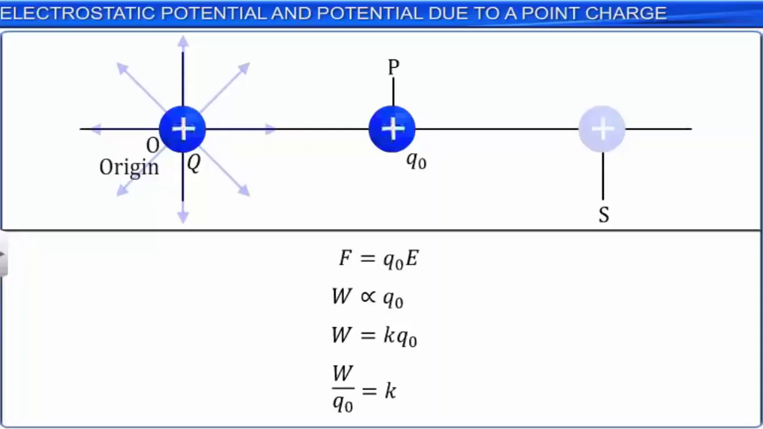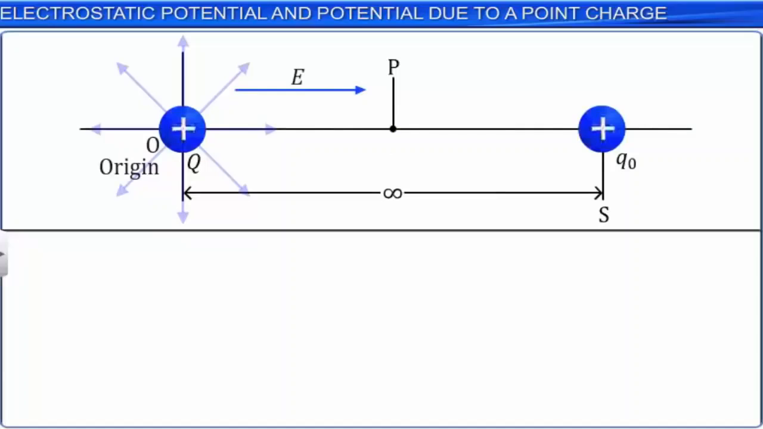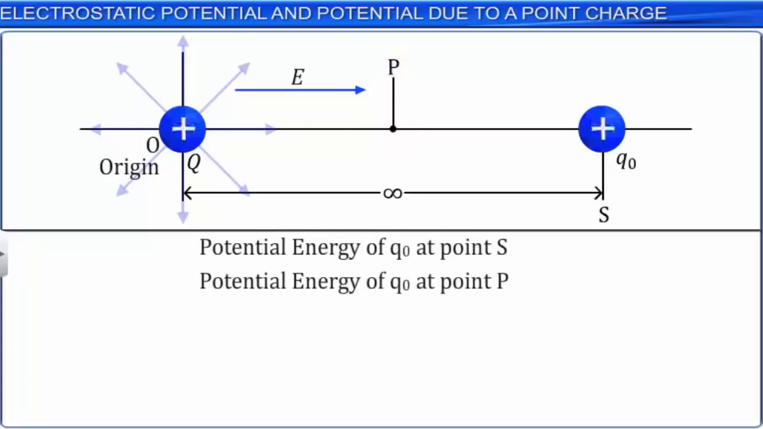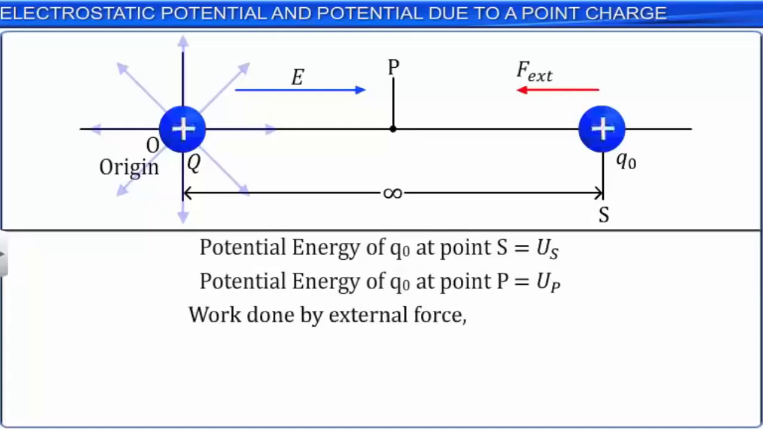Let us consider a point P between the origin and point S. Then, potential energy of the charge Q0 at points S and P is US and UP respectively. We know that the work done by the external force to bring charge Q0 from point S to P is expressed as WSP is equal to delta U, which is equal to UP minus US.